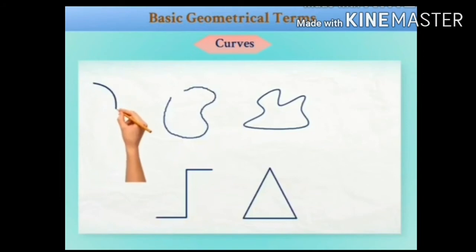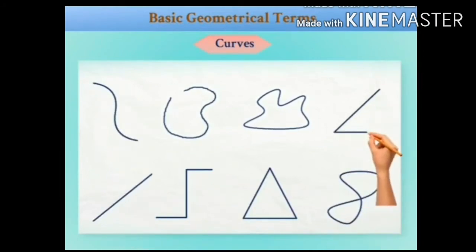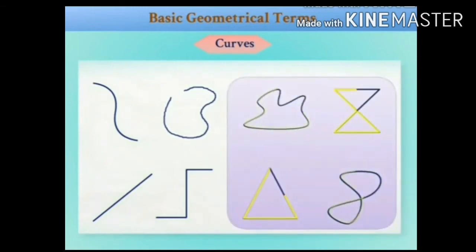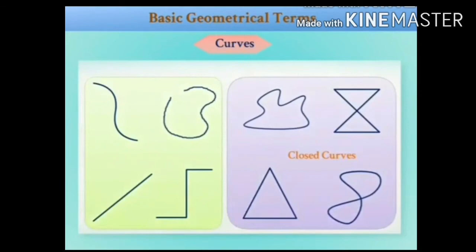Curves. Suppose we keep a pencil on a paper and doodle it without lifting it up. The drawing, straight or non-straight, so formed when we doodle a pencil on a paper without lifting it is called a curve. A curve can be straight, such as a line segment or a line. If a curve does not cross itself, then it is a simple curve. Sometimes the ends of the curves are joined. Such curves are called closed curves. Those curves whose ends are not joined are called open curves.